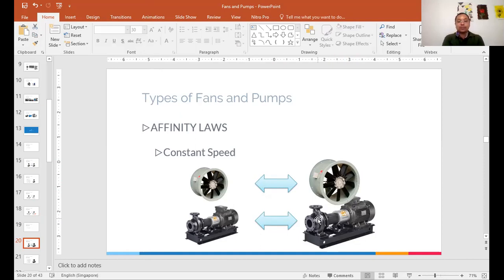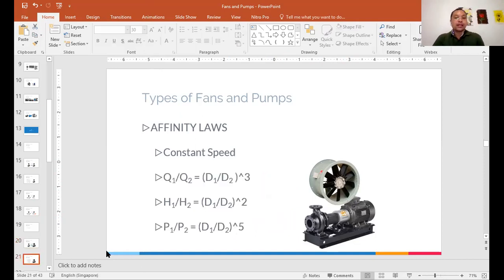Pagka lumaki at lumiit yung pump mo, pero same pa rin yung running frequency mo o yung running speed mo, ano magiging parameters ng equipment mo? So let's check. Dito naman, medyo kakaiba, no? Ang basis naman natin ngayon is yung size ng fan, kasi yun yung nagbabago, eh.